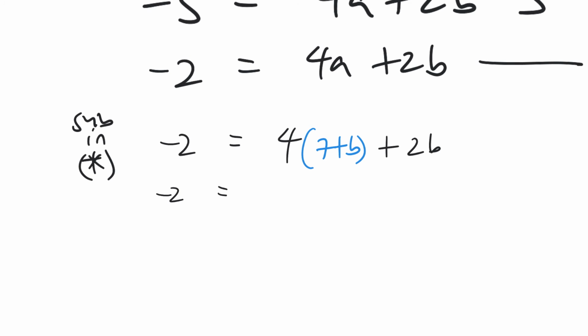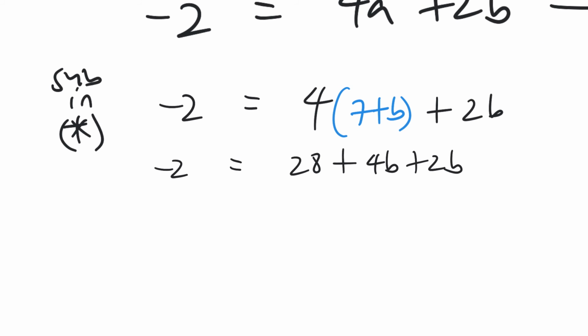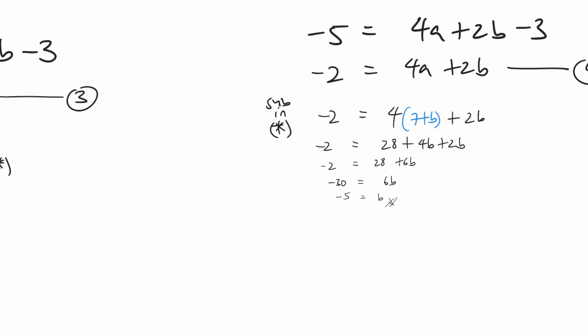We solve: 4 times 7 is 28, and then 4B plus 2B. So -2 equals 28 plus 6B. Subtract 28 on both sides: -30 equals 6B. Divide both sides by 6, you get -5. B is -5. Great.